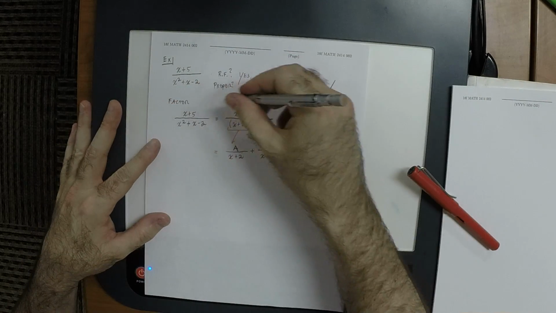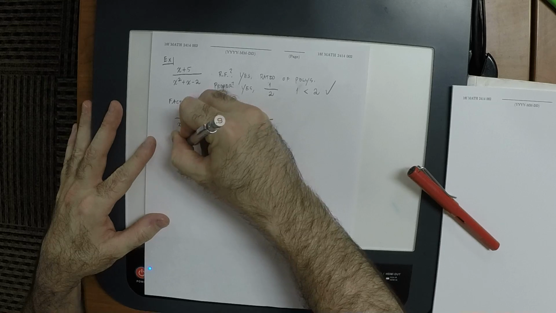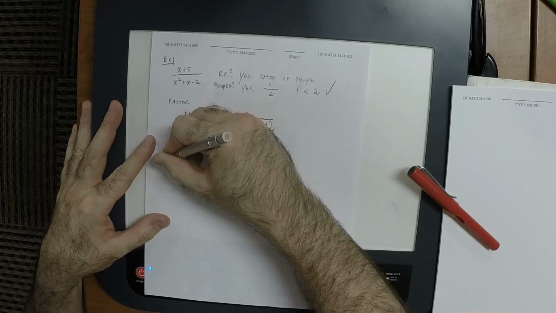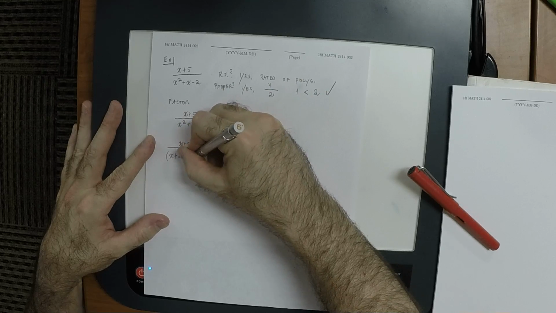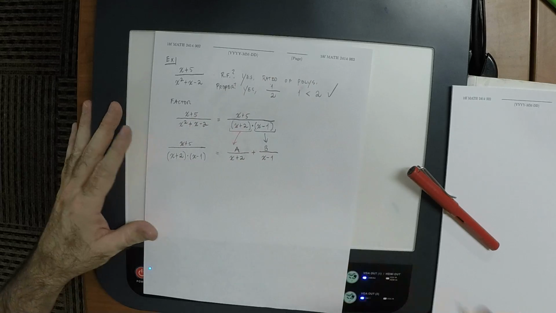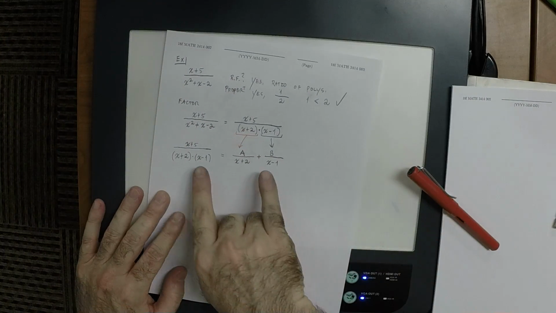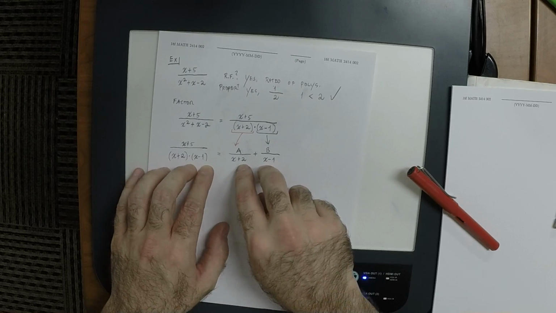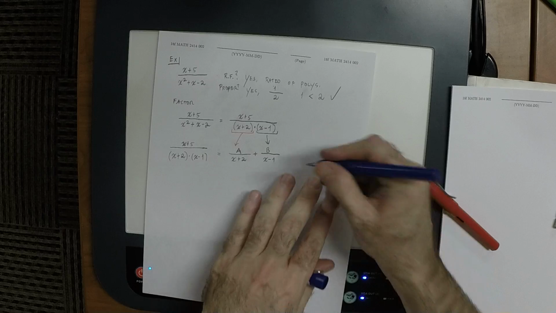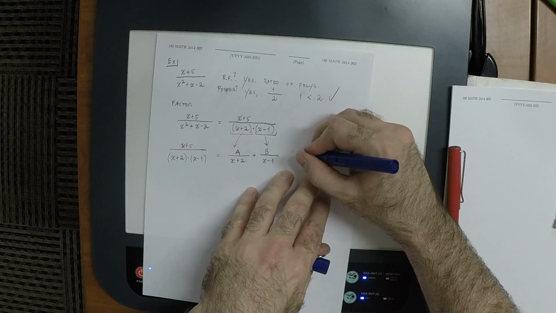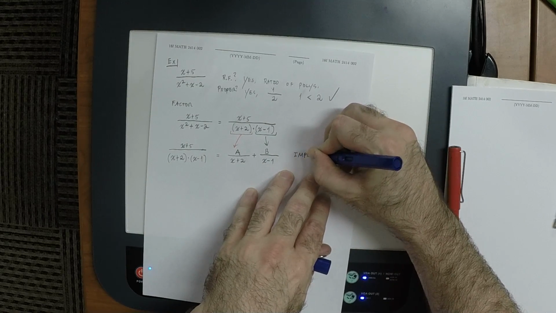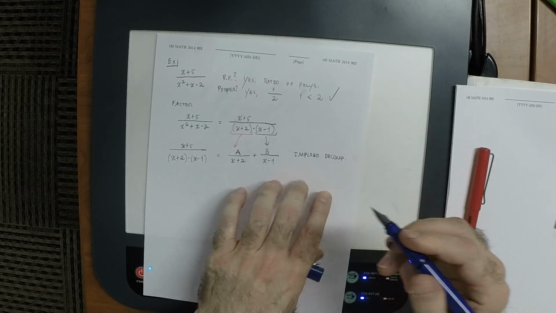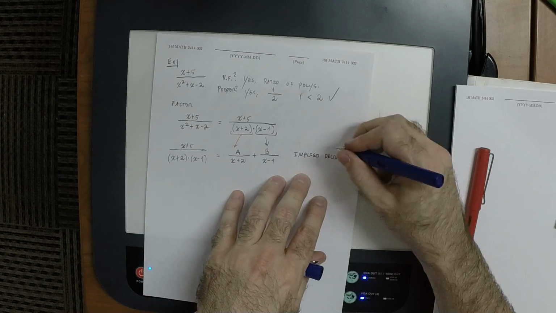So what we have is an equation that looks like this: x plus 5 over x plus 2 multiplied by x minus 1. So the first part of the partial fraction decomposition is complete. This is the pattern that is implied, or the decomposition implied. And what we must do now is we need to solve for a and b.